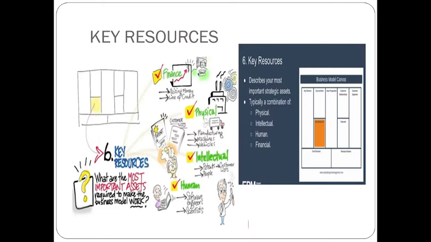Next is the key resources. Now you have to decide what your key resources are going to be. Normally it is a combination of these four parameters: physical, intellectual, human and financial. Physical: now that you have decided to develop a particular product, you have to decide what physical resources you will require. Maybe you will require a small workshop to develop your product. You might need a factory. All different types of physical resources might be required. You might require machinery to develop your product and so on.